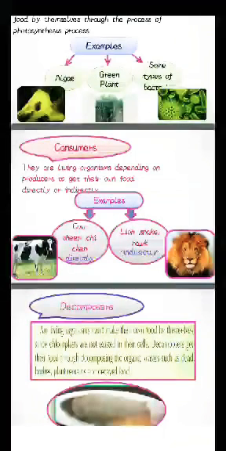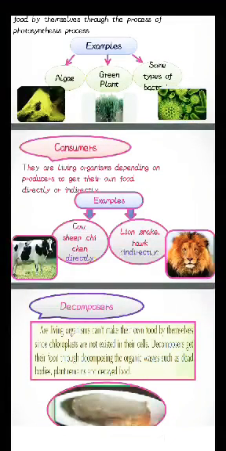Okay, number 2, consumers. These animals or living organisms can't make their own food due to the absence of chloroplasts or green plastids, such as cow and sheep. They depend on plants directly to feed. But lion and snake feed in an indirect way. They feed on other consumers.